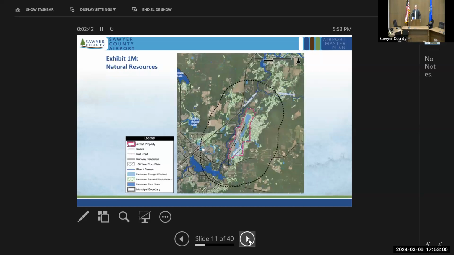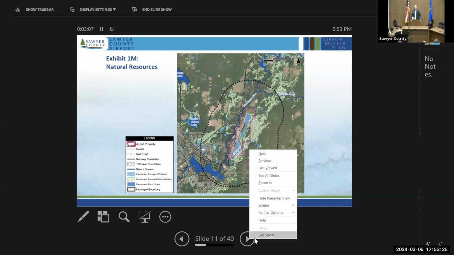Next slide, please. As far as natural resources, again, outside of the human element, that being the residences nearby, probably the most constraining factor for airport development would be wetlands in and about the airport facility and all of those things that are associated with that. So those are things obviously we have to factor in our planning as well. Next slide.